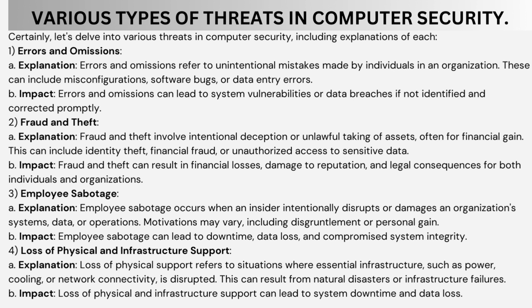Errors and omissions refer to unintentional mistakes made by individuals in an organization. These can include misconfigurations, software bugs, or data entry errors. Impact: errors and omissions can lead to system vulnerabilities or data breaches if not identified and corrected promptly.